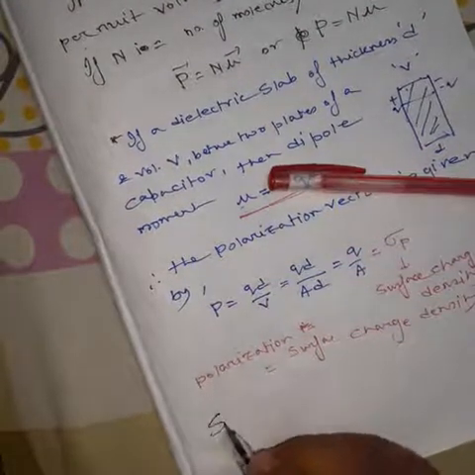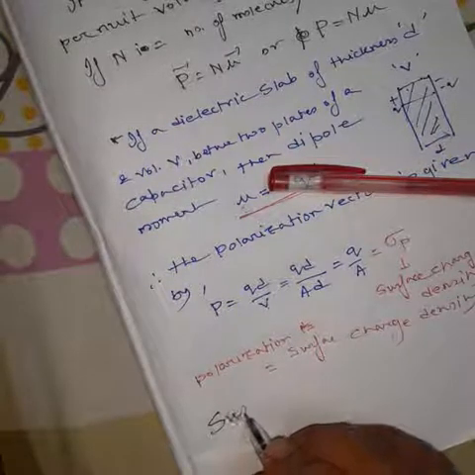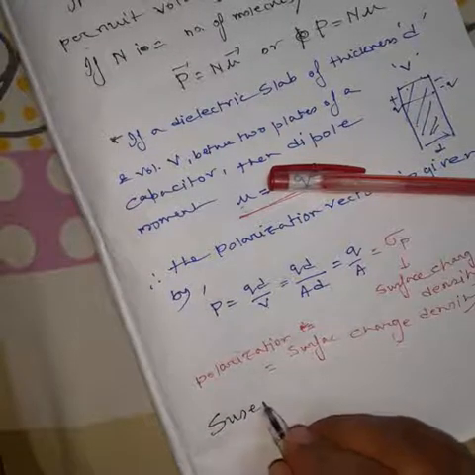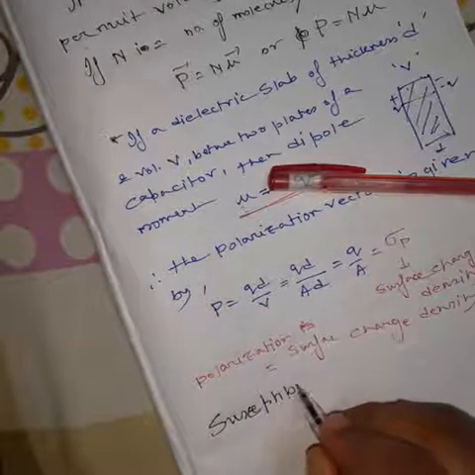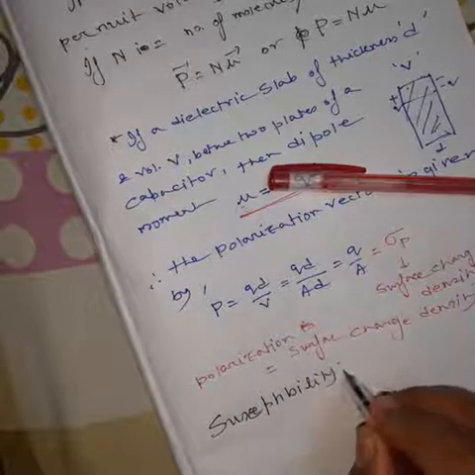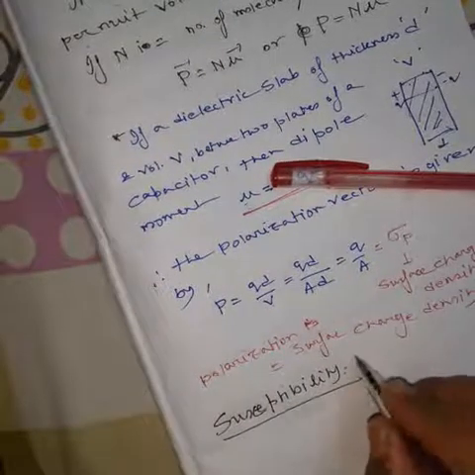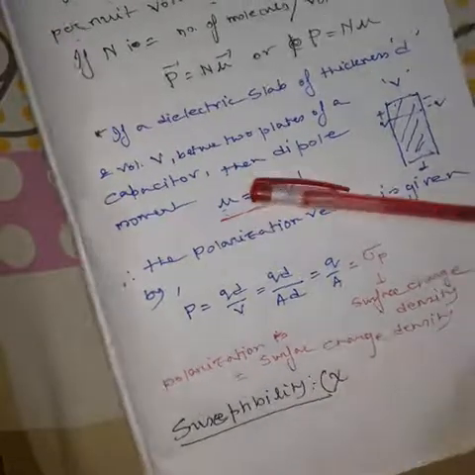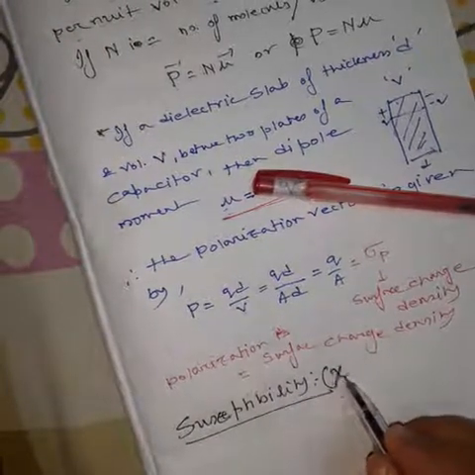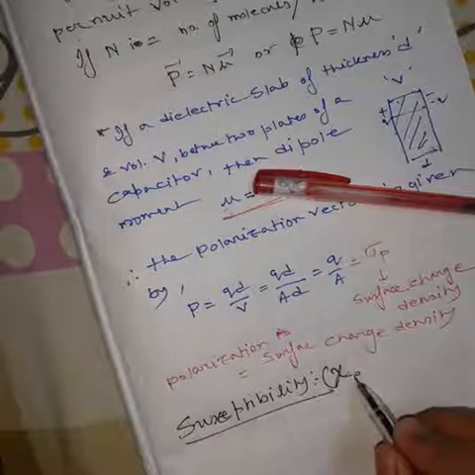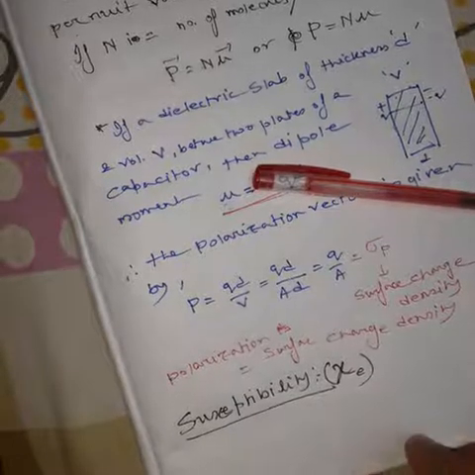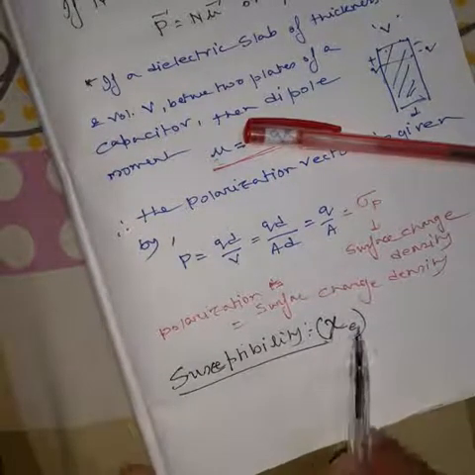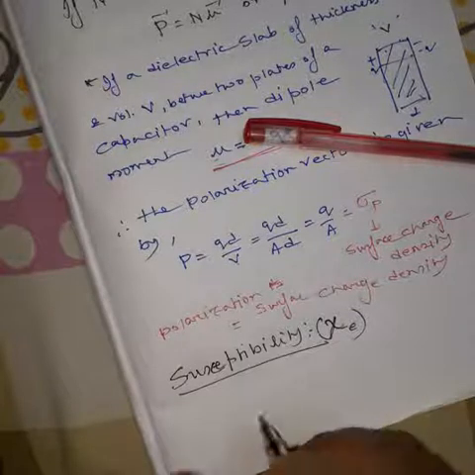Then we have to know something called susceptibility. It is denoted by chi. This is not X, this is some bend. So this is called chi. We write it chi E so that it is electric, because there is something called susceptibility in magnetism also. So just to differentiate between them, we write chi E. In case of magnetism, I will be writing chi M.